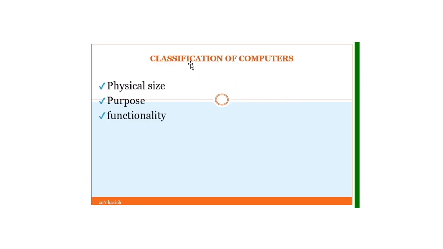Classification of computers. We have three classifications of computers: the classification according to physical size, the classification according to purpose, and the classification according to functionality.